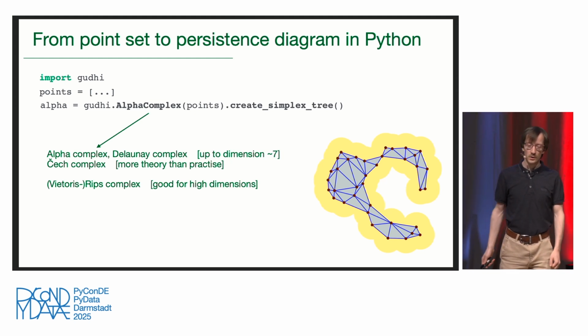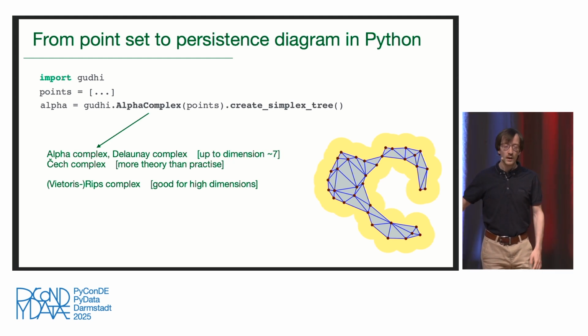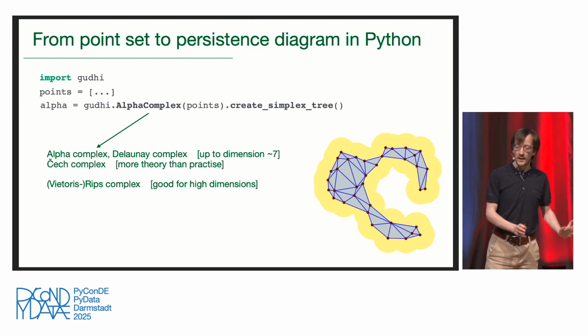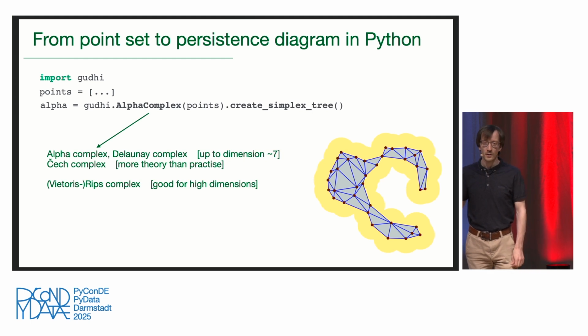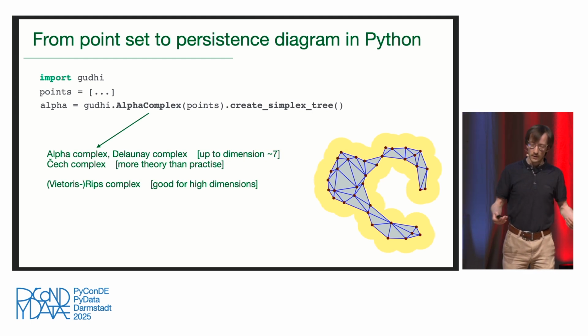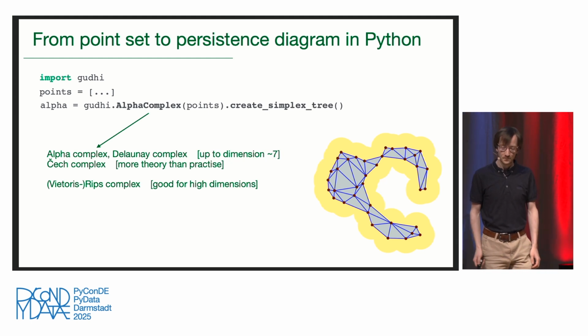And so here I just wanted to tell you about some other names. So alpha complex and Delaunay complex is what we work with here. Čech complex is something similar. It's used more in theory than in practice. A very popular thing is the Vietoris-Rips complex. And why I tell you about this here is because if you have data that are of higher dimensions, say more than 7, then you should really use that.